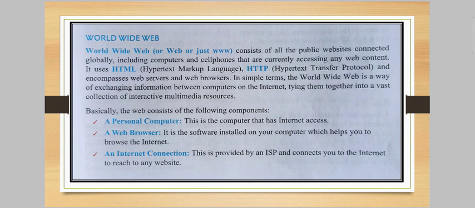Now, basically, the web consists of the following components. First is a personal computer. This is a computer that has internet access; some other devices also have these features, like mobile phones and tablets. Next is the web browser. It is software installed on your computer which helps us to browse the internet. Next is an internet connection. This is provided by the ISP. ISP means internet service provider, and it connects you to the internet to reach any website. Some common ISP providers are Airtel, Jio, Vodafone. These are called ISP provider companies.